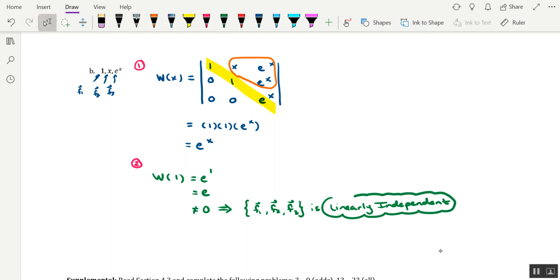Okay, and conceptually that means that we would not be able to write any of those three functions as a linear combination of the other two. So the number 1 cannot be written as a linear combination of x and e to the x. The function x cannot be written as a linear combination of 1 and e to the x. And last but not least, e to the x cannot be written as a linear combination of 1 and x. Alright, so that's the concept, and we were able to prove that fact using the Wronskian.